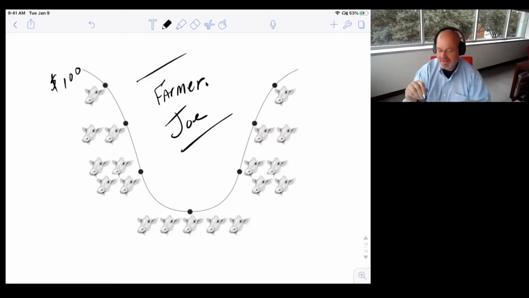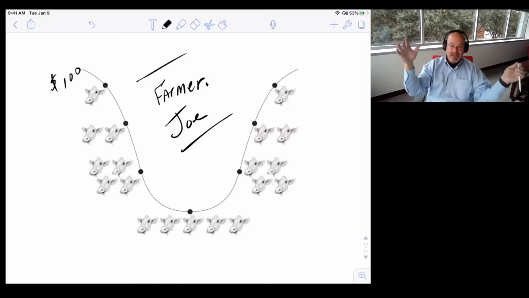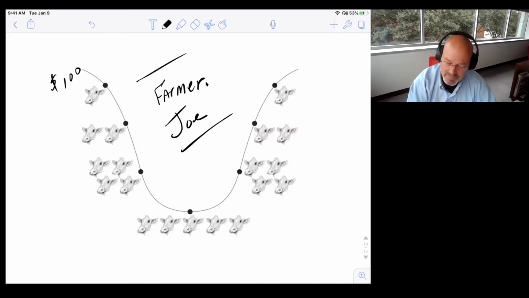And I said, we need a strategy, Joe. We need an investment strategy. Let's figure out what can you afford? How much cash flow do you have? And we came up with Joe was going to invest $100 a month. So we start out month 1, cows are $100 a head, and he buys 1 cow.